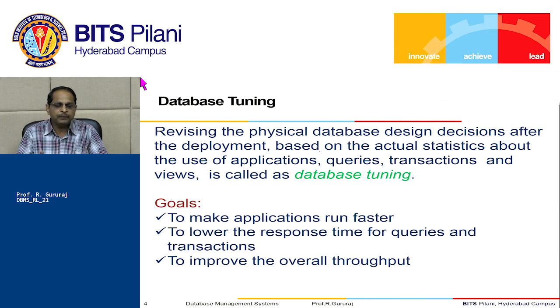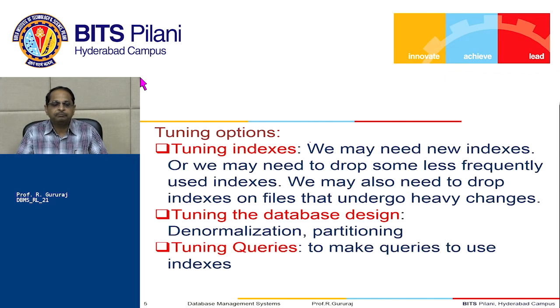That is database tuning. So what is the purpose or goal of this database tuning activity? To make applications run faster. The ultimate goal is to improve the performance, to lower the response time for queries and transactions, which ultimately leads to improved overall throughput of the system. This is the goal of this database tuning activity.